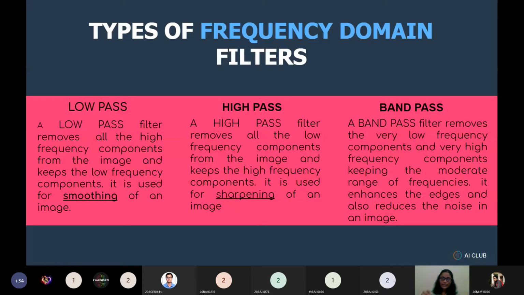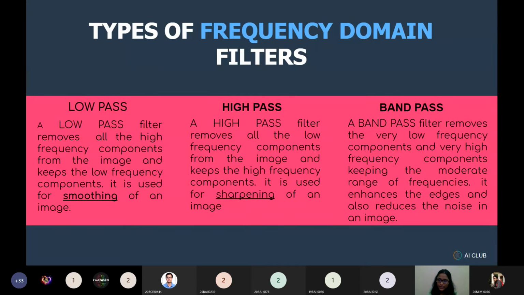You have your 2D array. You're going to calculate the frequency of each pixel value. From there, the pixel value with the least frequency you're going to keep, and the pixel value that has the highest frequency, you're going to omit that part. So that's the thing that we're going to do with low pass.